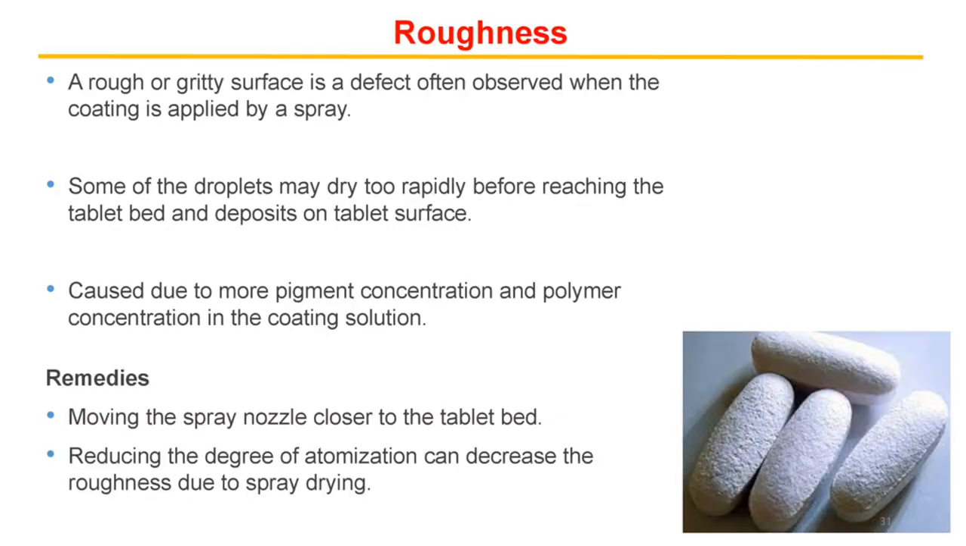30. Roughness: a rough or gritty surface is a defect often observed when the coating is applied by a spray. Some of the droplets may dry too rapidly before reaching the tablet bed and deposit on the tablet surface. Caused due to more pigment concentration and polymer concentration in the coating solution. Remedies: moving the spray nozzle closer to the tablet bed. Reducing the degree of atomization can decrease the roughness due to spray drying.